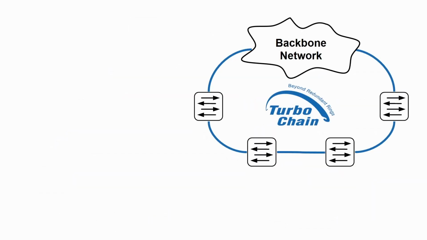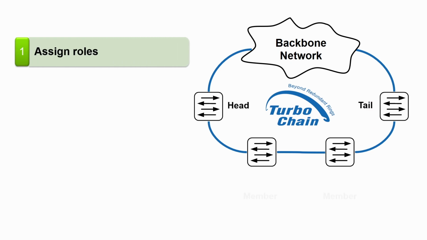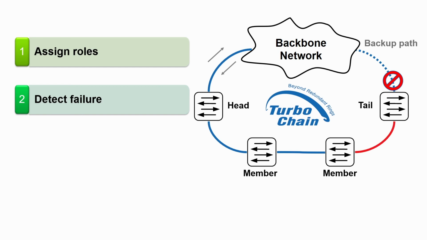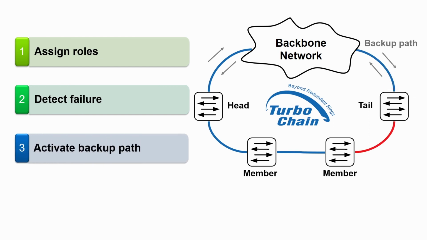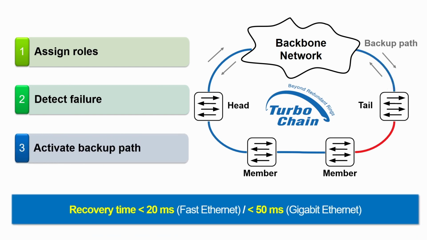To configure Turbo Chain, we need to assign rules to the switches: one head, one tail, and members in between. Head and tail are used to connect the chain to the backbone, while the tail port is blocked by default as backup path. If a failure occurs, the tail port will be unblocked to restore communication within 50 milliseconds. Let's configure Turbo Chain in our demo topology.